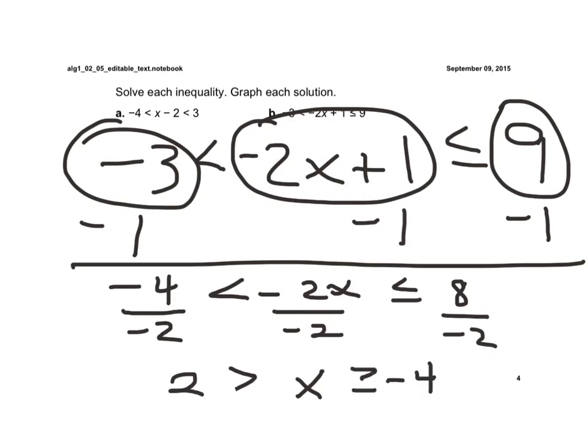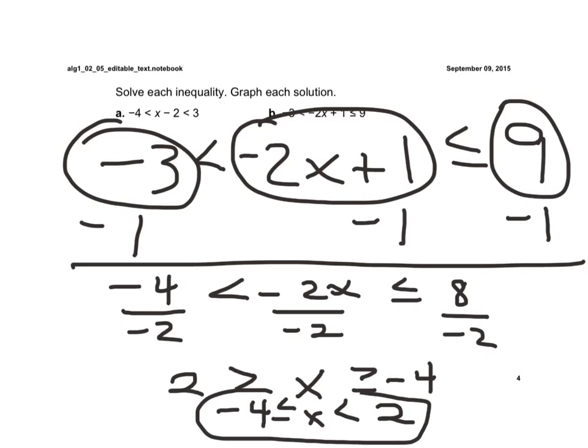And so now I have it written like this. Now, that really doesn't make sense because the larger number's on the left and the smaller number's on the right. So I would recommend that we rewrite this. So we'd have negative 4 and the 2, the x in the middle. And again, the x is less than that 2, but it's greater than or equal to that negative 4. And now we have our final answer.